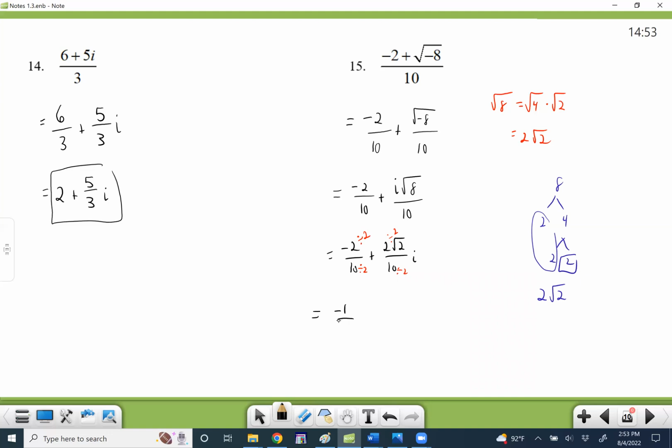That'll get us negative 1 over 5 plus 1 root 2 over 5. And notice I didn't write the 1 on the second fraction because it's kind of redundant to have a 1 there. Okay, so now we have it in A plus BI form. A would be the negative 1/5, right? And the B would be the root 2 over 5.